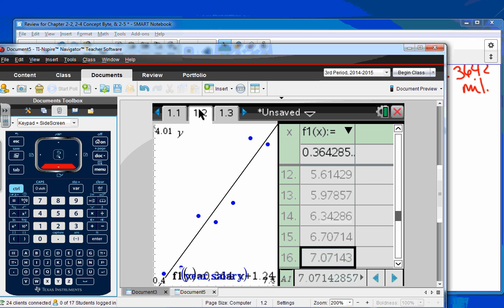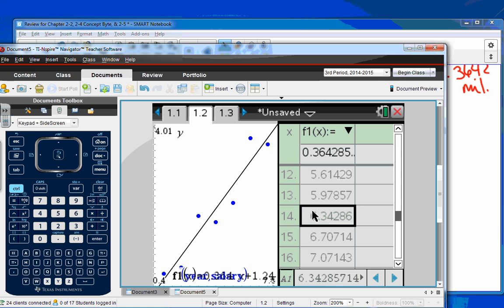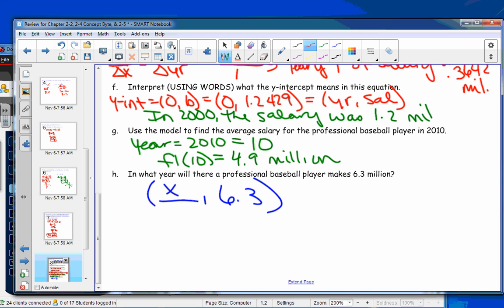I need to scroll in there until I get to the value I need, at least 6.3. So here's 6.3428. And what year was that? That was year 14. So year 14 corresponds to 2014. Do we understand that?